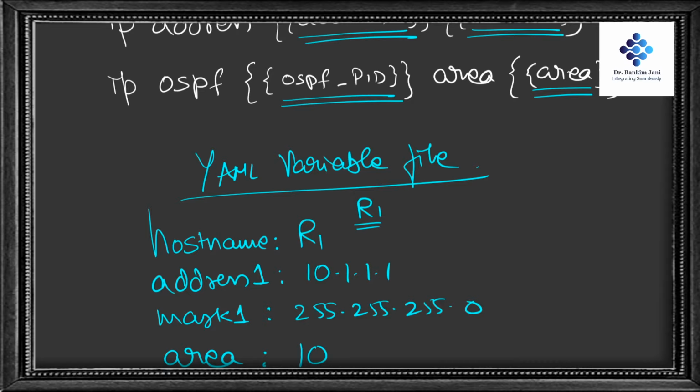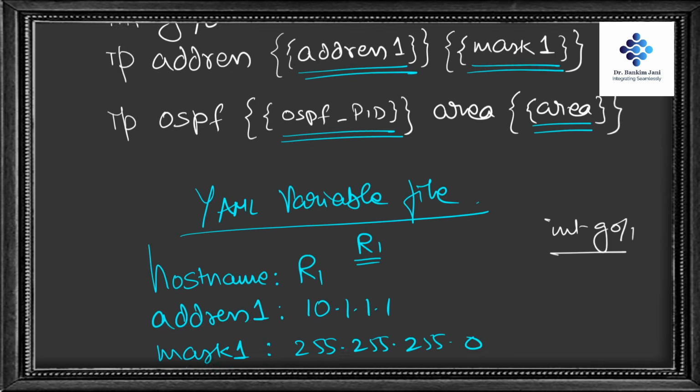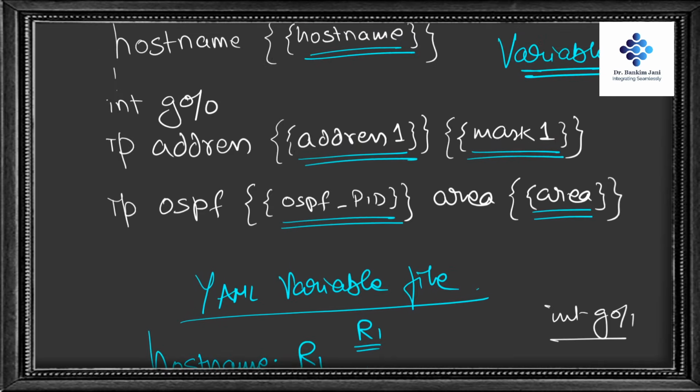Now see, it's so logical that if there is an interface gig 0/1 also, obviously this gig 0/1 will have a different IP address. So all we need to do is go back into our template and define interface gig 0/1.